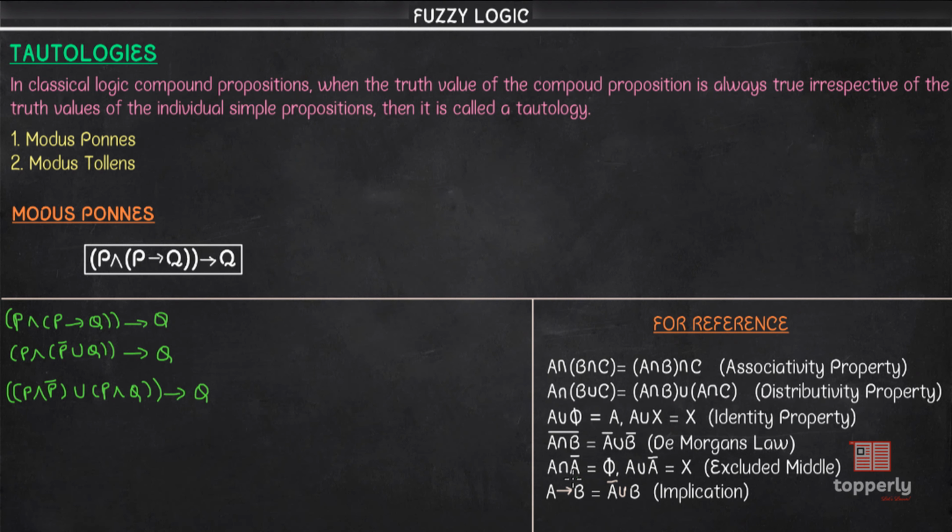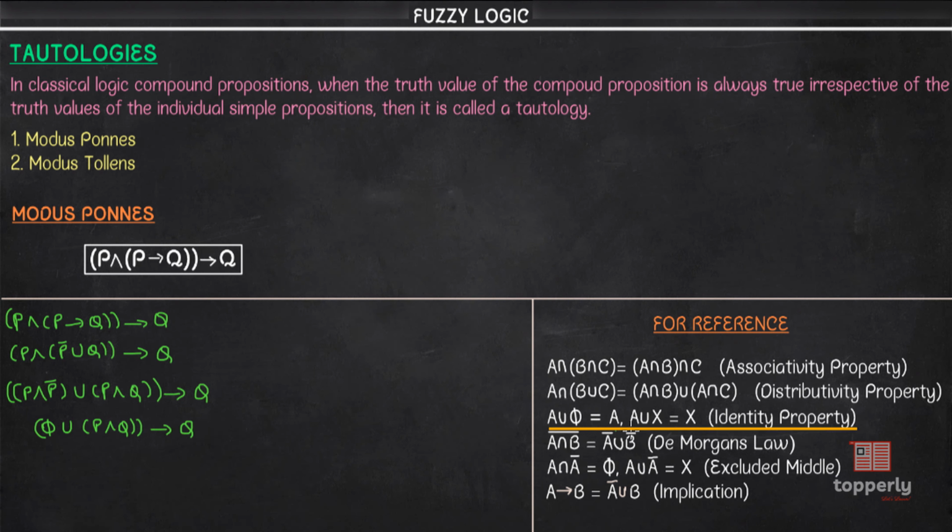Now when we look at the excluded middle, we can see that A intersection A bar is equal to phi. So here we have P conjunction P bar. As I said earlier, conjunction is similar to that of intersection. Hence, P intersection P bar is taken as phi. So we have phi union P intersection Q, the whole thing implies Q.